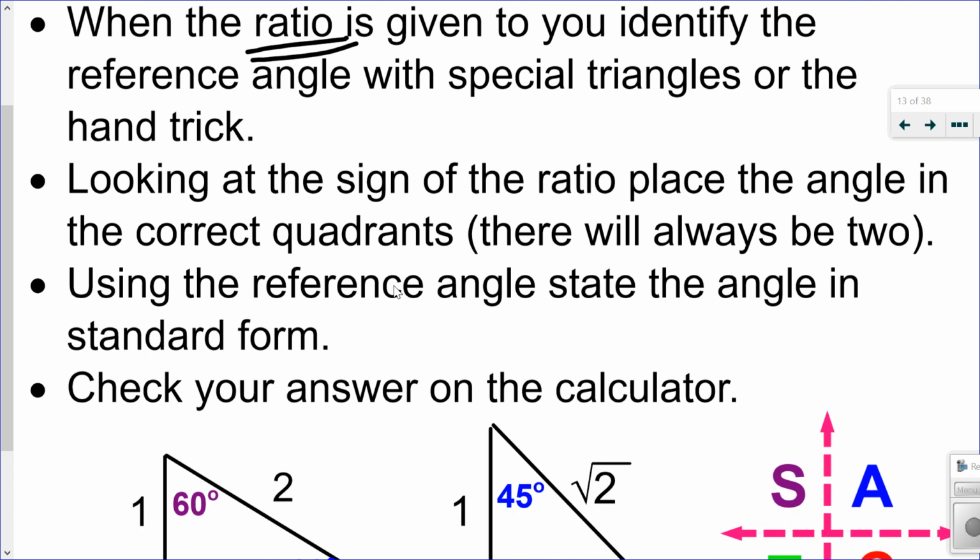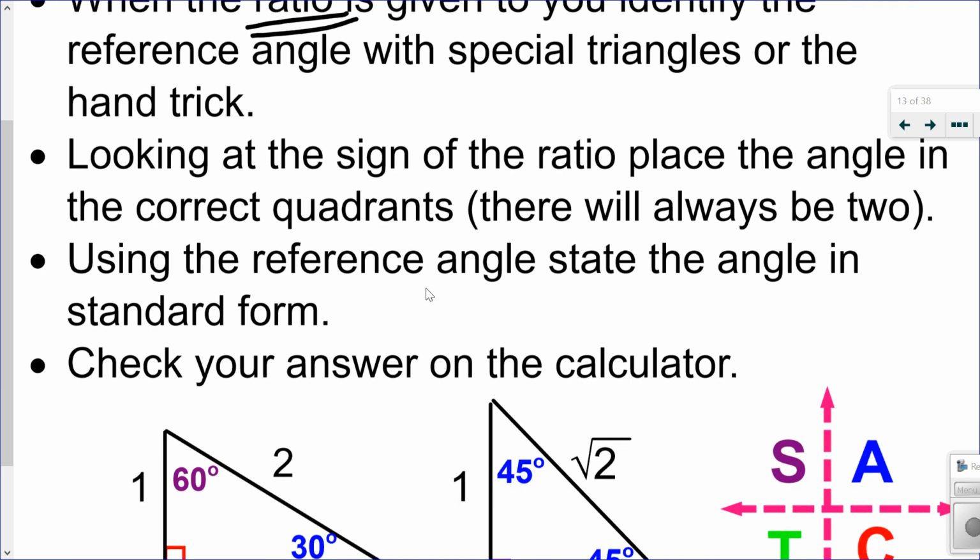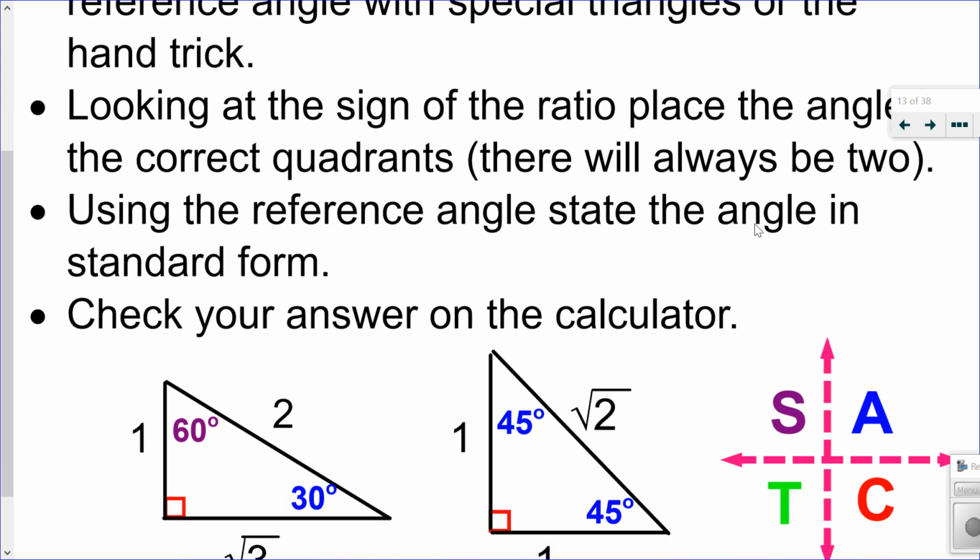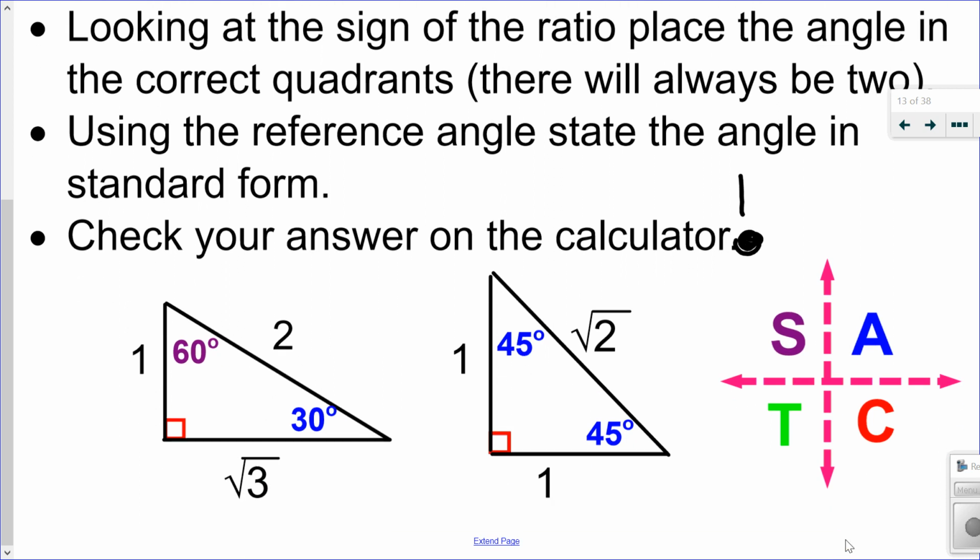Then look at the sign of the ratio, placing the angle in the correct quadrant. If the ratio is positive and I'm looking at sine, I know it's in quadrants 1 and 2. If the ratio is negative, for example, and I'm looking at tangent, I know it's in quadrants 2 or 4. So there's always going to be 2 answers. Then you can use the reference angle, state the angle in standard form, and check your answer on the calculator. The check is super important because in trig you can know if you're right or wrong before you finish the question. So we're going to put special triangles together with the CAST rule to find the answer. Okay, let's try some examples.